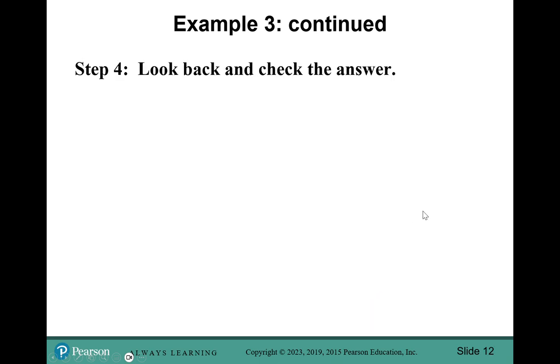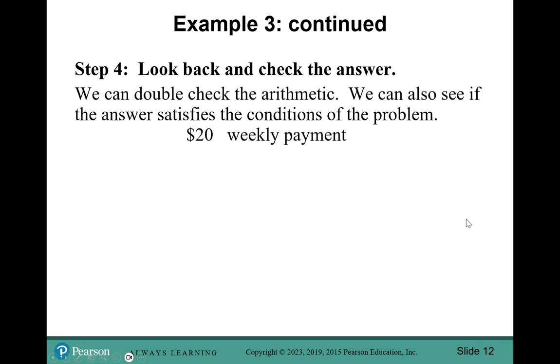Now, just because we have an answer doesn't mean that it's necessarily correct. This is why we include step 4. We want to look back and check the answer we got. We can double check this arithmetic. We can also see if the answer satisfies the conditions of the problem.